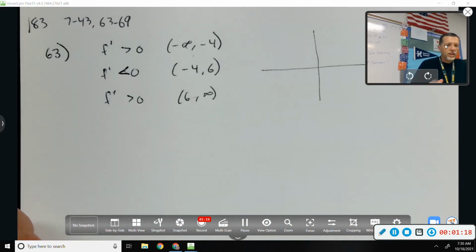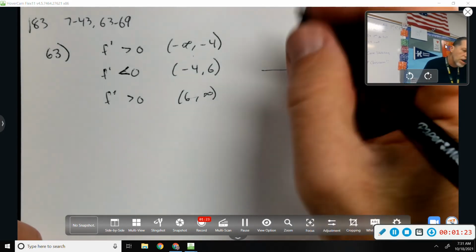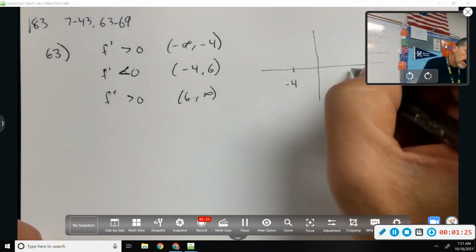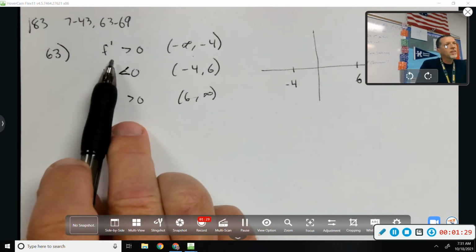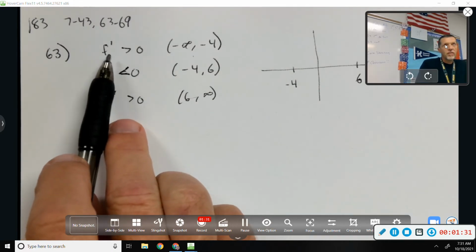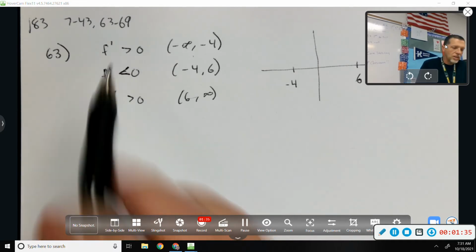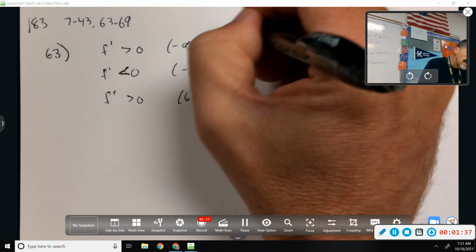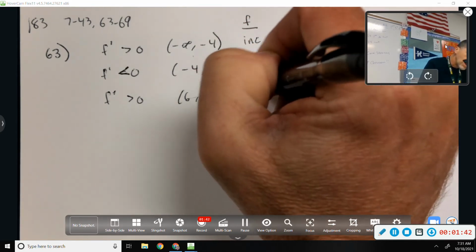So I could try to sketch this. It would be very rough because I don't have very much information. But up to -4, what does this tell me about the graph of f? If f prime is greater than 0, what's f doing? F is increasing. In fact, I might even make an extra column here. F is increasing and then decreasing and then increasing.